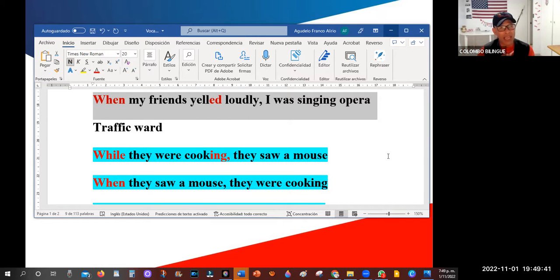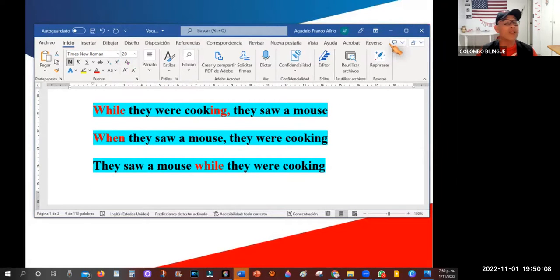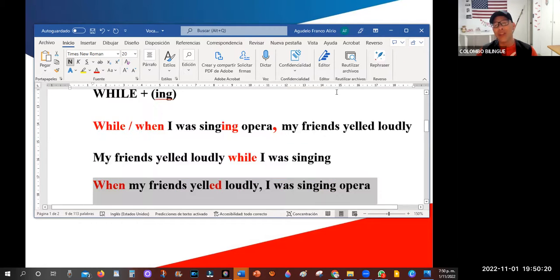Maybe they were very excited by looking at me, just on stage performing incredibly well. Who knows? And maybe the person yelled loudly, very passionate. All right, so bear that in mind. When is more associated with past simple, while more associated with past progressive ideas. There's no one specific order, but if you start with while, don't forget the comma. If you start with when, don't forget the comma. Otherwise, forget the comma because you're not going to use it at all.